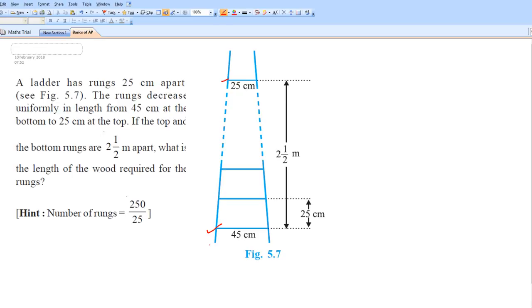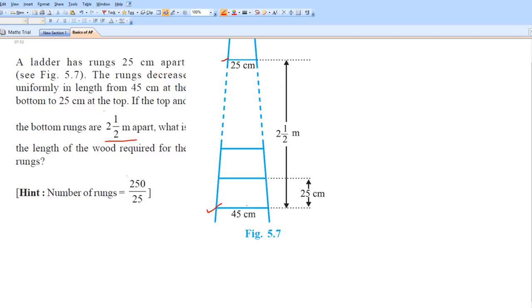Now the length of the ladder has been given as 2.5 meter. So this is the length of the ladder, and each rung is 25 centimeter apart. I have to find out the total wood required, total centimeter of wood required for the rungs. So first thing is, I have to find out the number of rungs. Now the hint in the NCERT book says that the number of rungs is 250 upon 25. Well, there is one thing wrong about it: NCERT has given you a hint but not the full answer, so you need to understand the information. Why? Let's see why. So this tells me that I have some rungs. I have the top rung here, then like this.